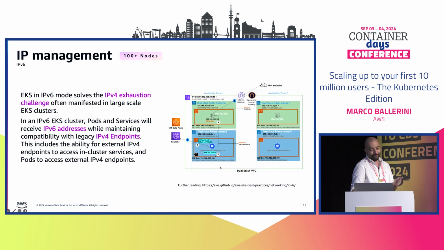If you go above 100 nodes, or you are planning to scale, our opinion, the guidelines from AWS, would be using IPv6. So Amazon VPC supports this dual stack concept, so you can run both IPv6 and IPv4 in the same VPC, and in the same way, Kubernetes EKS supports this dual stack mode, where you can have all the pods running on IPv6 addresses, and at the same time have connectivity to IPv4 endpoints and dependencies.